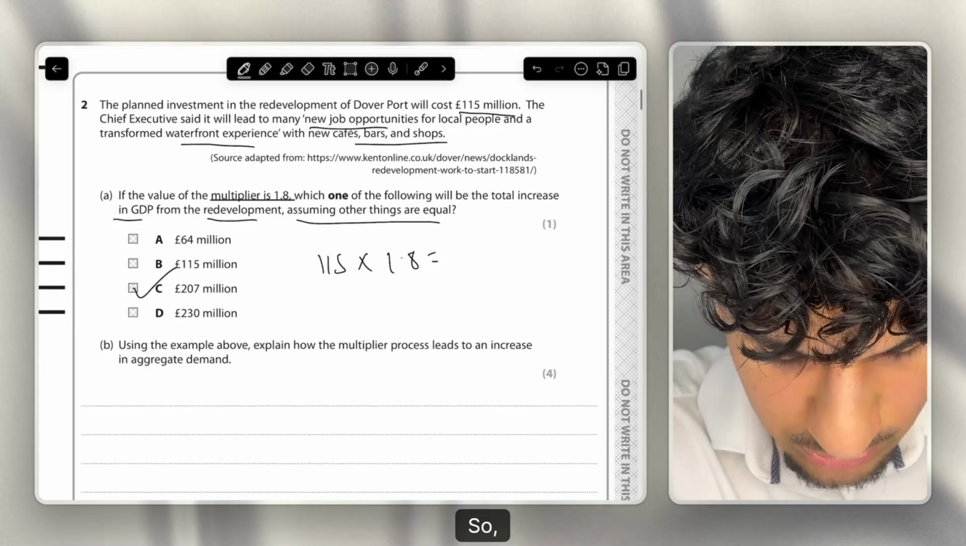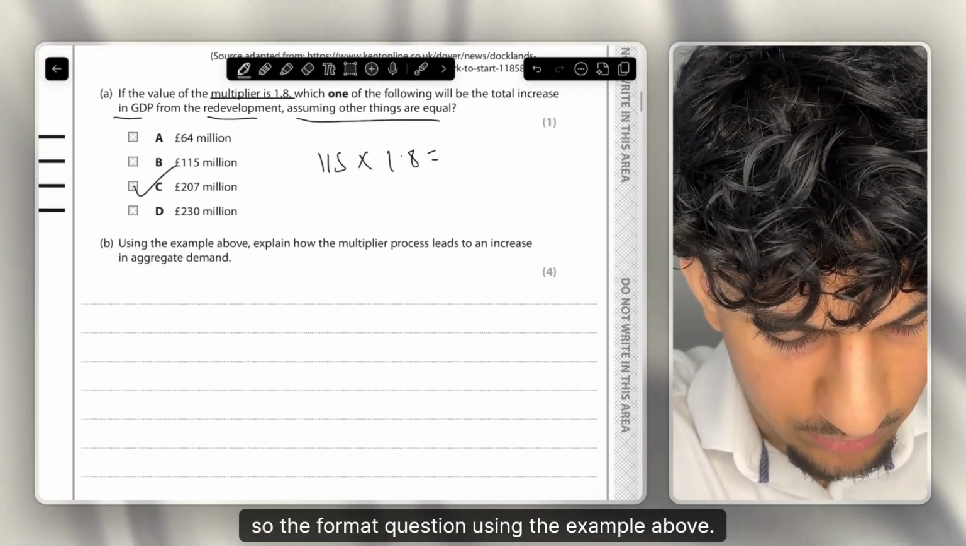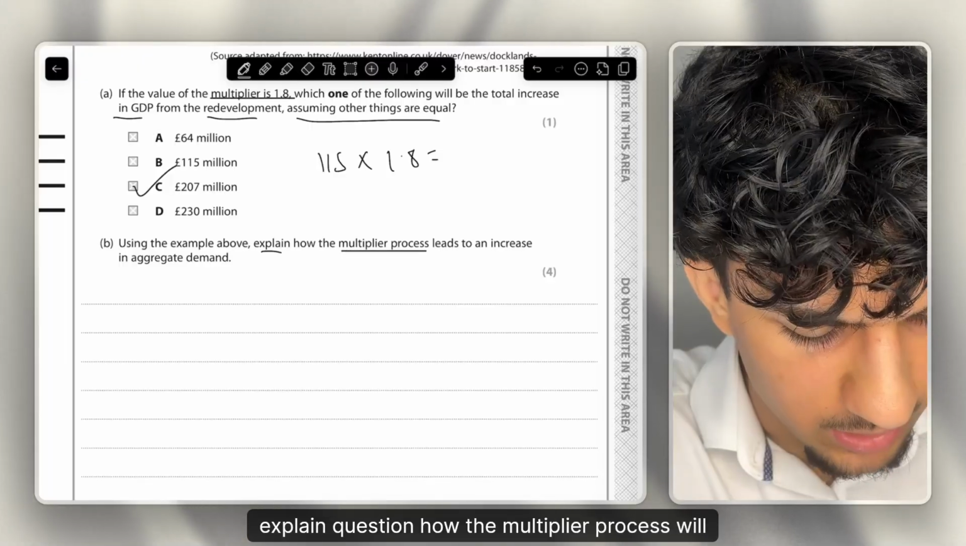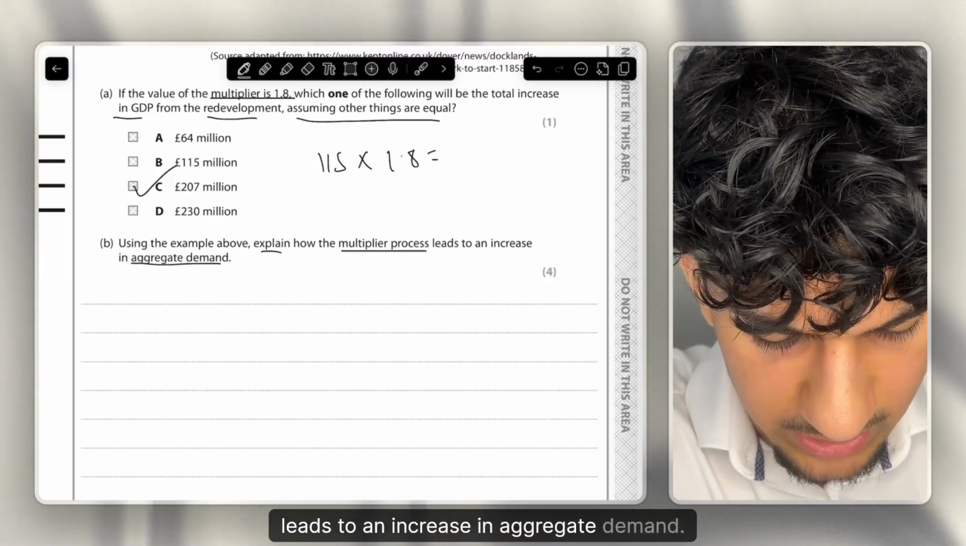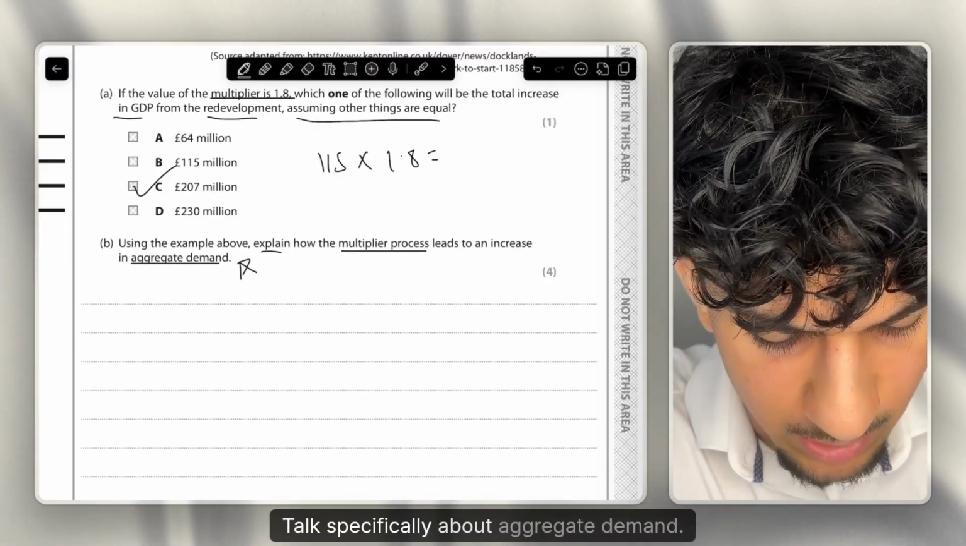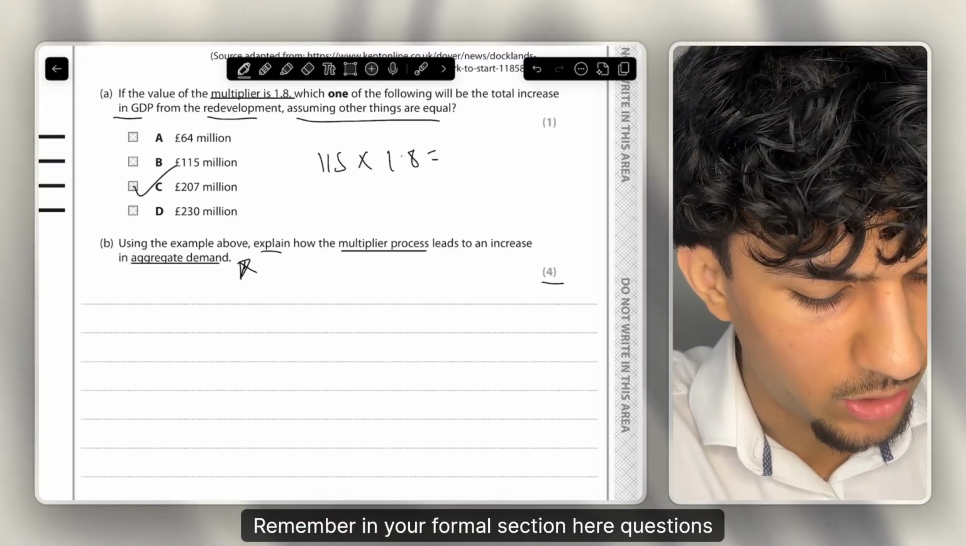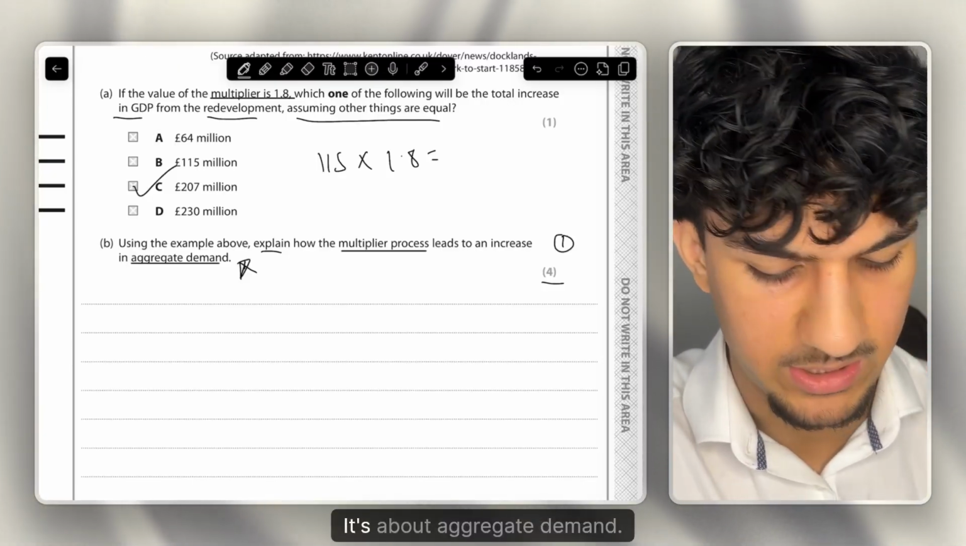Let's keep going. So the 4-mark question, using the example above, explain how the multiplier process will lead to an increase in aggregate demand. Talk specifically about aggregate demand. 4-mark question, of course, remember, in your 4-mark section A questions, always 1 mark for application. It's talking about aggregate demand.